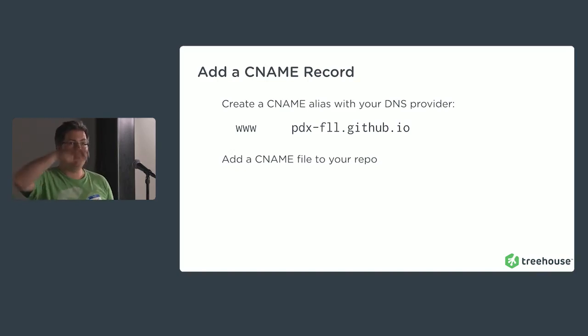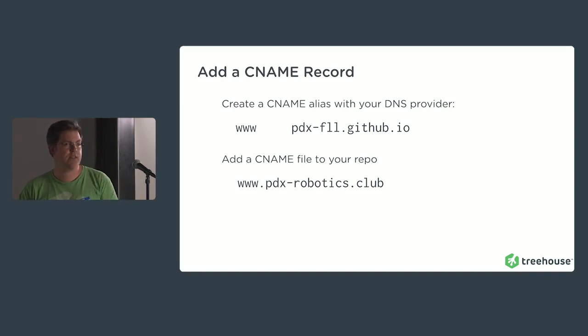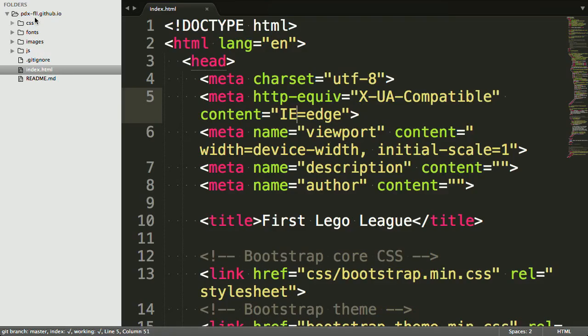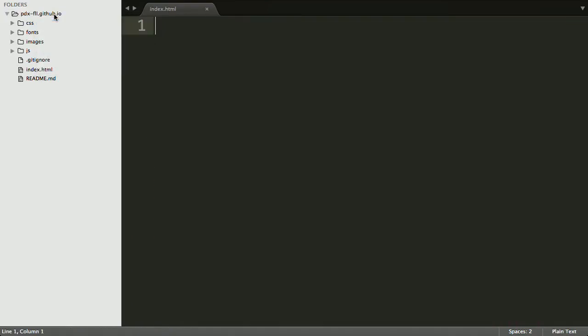Then also, in your repo, you create a file called CNAME, and in that, you put whatever the URL is. So www.pdx-robotics.club. It could be portfolio.yourname.com. It could be pages.mystory.com, whatever it is. And then you push that CNAME file up to the repo. So let's see if we can get it to work. This may or may not work, but I want to see.